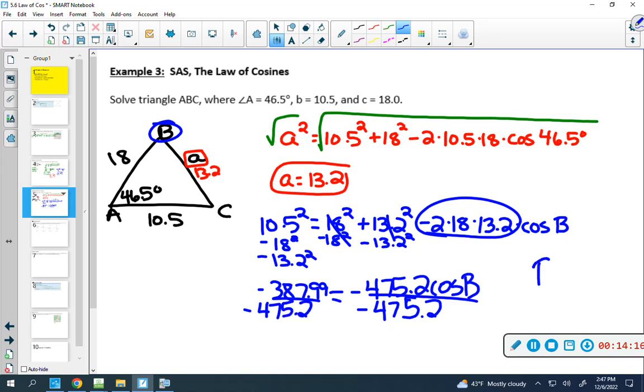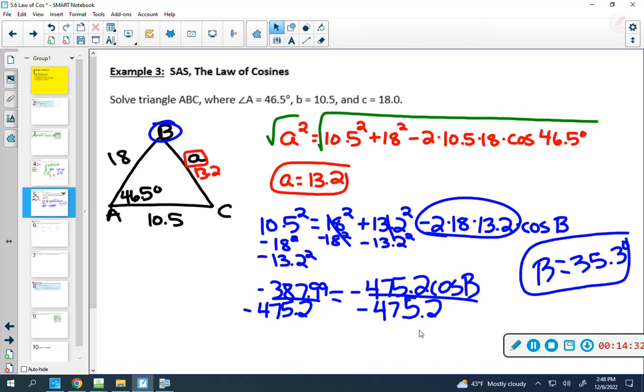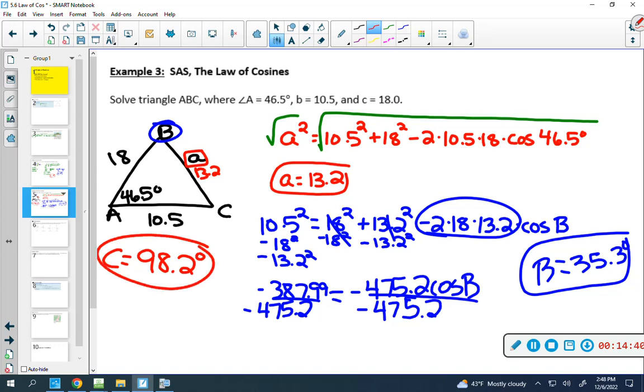What do you have for angle B? 35 point, let's go to the 10th. 35.3. And then, of course, very easily, you found angle C. They all should add up to 180. So what's angle C? 98.2. Got it. So again, I know law of cosines is more time consuming.